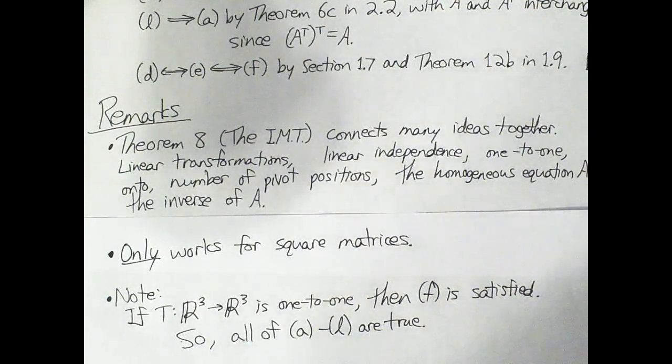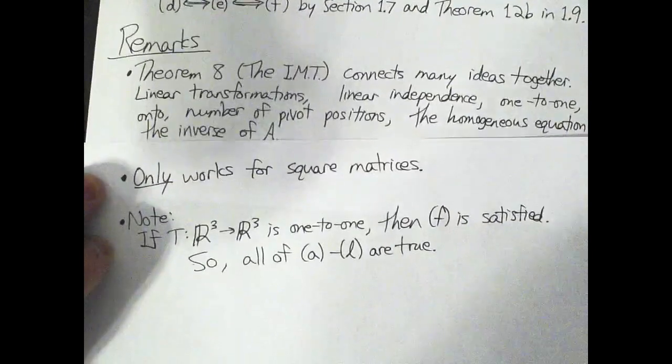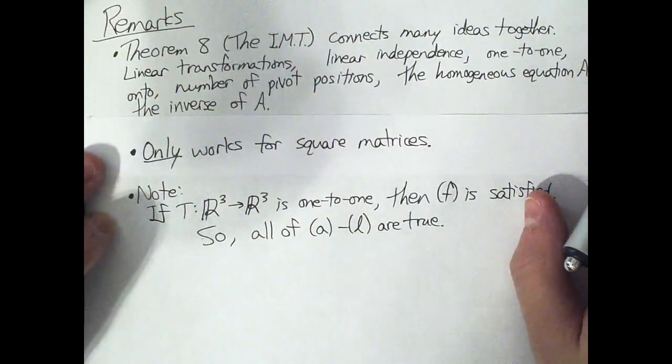That's an example of how you might use this theorem. You have a linear transformation. Maybe for some reason you know it's 1-to-1. Maybe it was given to you that it's 1-to-1. You know it goes from R3 to R3, so it's square. All of the statements in the IMT are true. It means the matrix A is invertible and all the other things.